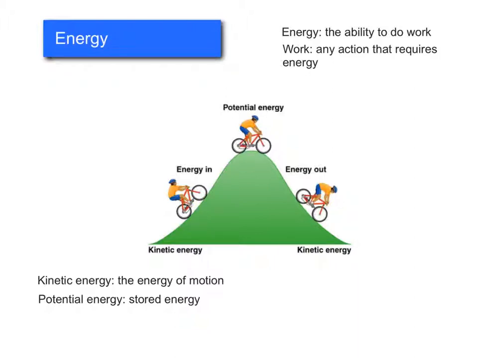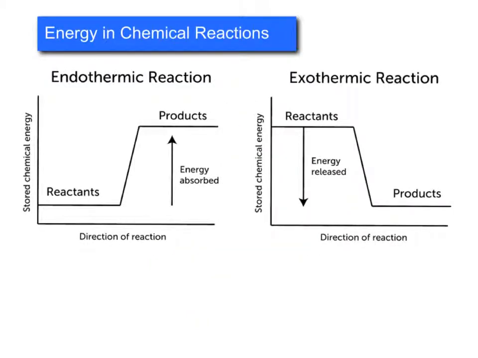So an object that's not in motion but could potentially do work has potential energy, and an object that is in motion has kinetic energy, whether it's energy being used to go up the hill or energy from coming down the hill. It doesn't matter whether this process is spontaneous or non-spontaneous. Kinetic energy is just the energy of motion. Okay, so in a chemical reaction, we talk about this in terms of the movement of heat, because that's usually how we can sense a change in energy.